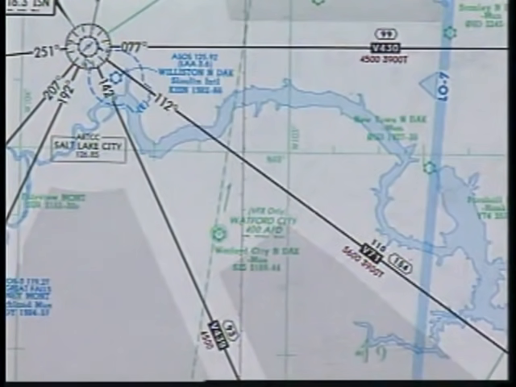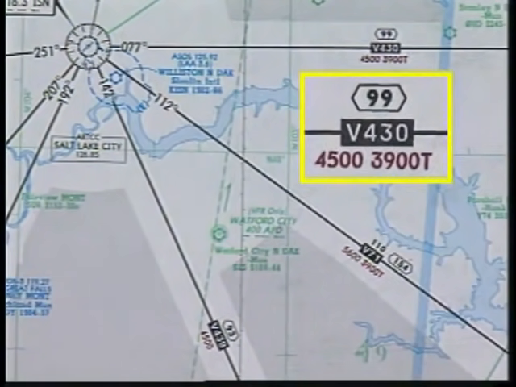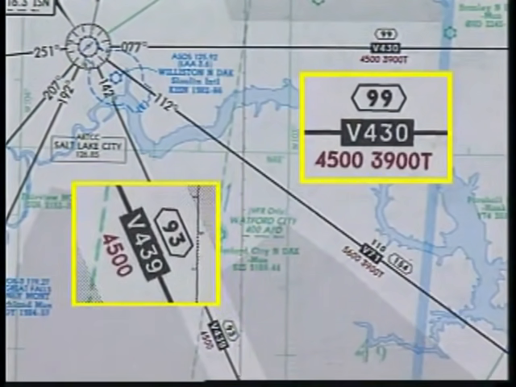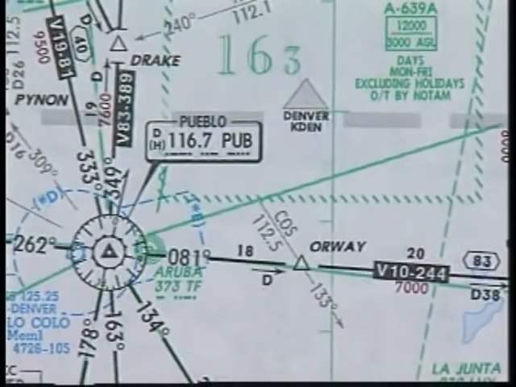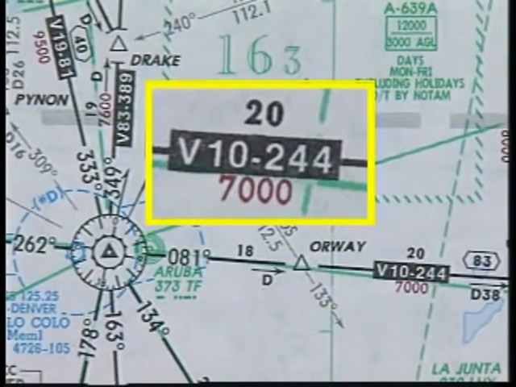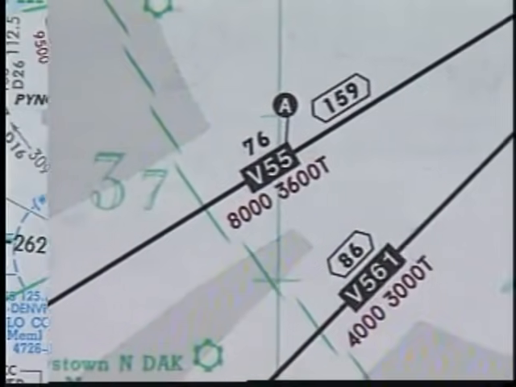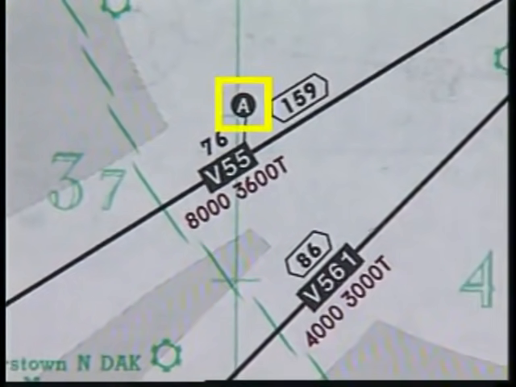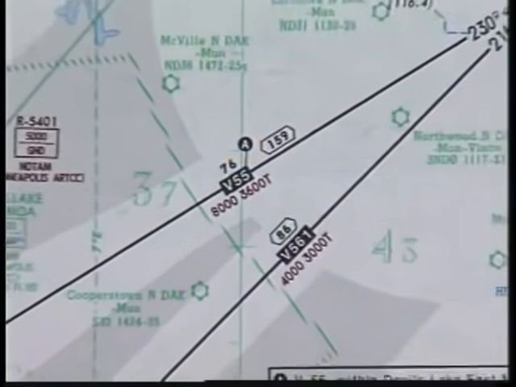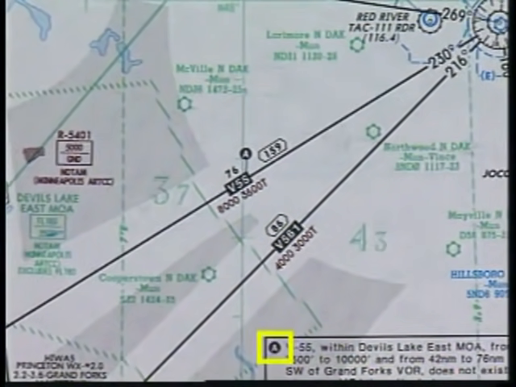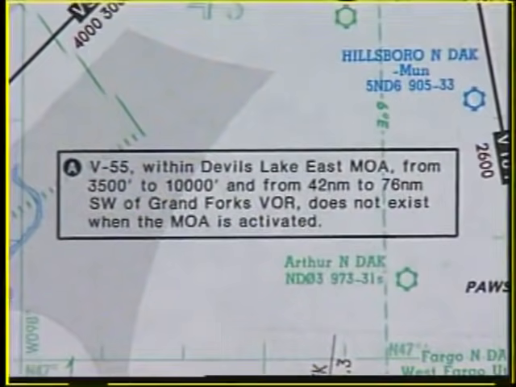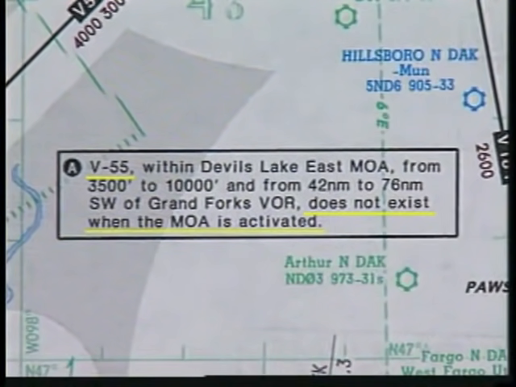Victor airways are identified by a number that indicates their general direction. Even-numbered airways are usually oriented in an east-west direction. Odd-numbered airways are generally oriented north and south. When more than one airway shares a common route segment, all identification numbers are shown. When special information is needed and space is limited, a circled letter, called a ball flag, directs your attention to a note printed on the panel. This ball flag shows that a segment of Victor 55 does not exist when the Devil's Lake East MOA is active.